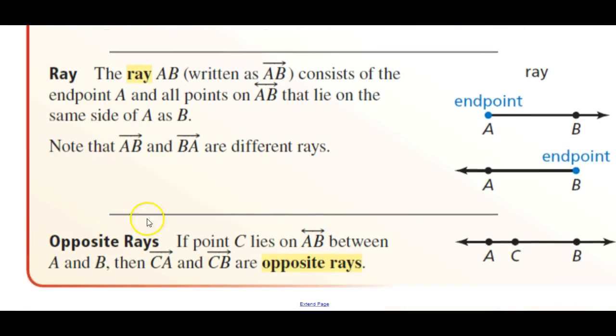So now let's look at some opposite rays. If point C is between A and B, then CA, going from C through A, and CB, from C through B, are called opposite rays.